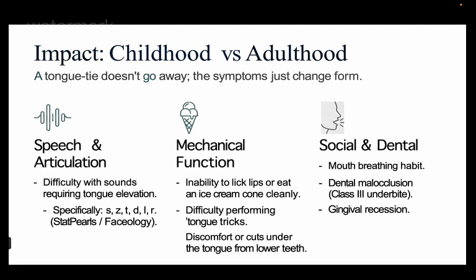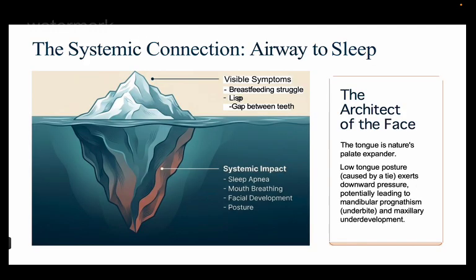The tongue will be in very close approximation to the lower teeth and the ventral surface can get injured. Socially and dentally, a mouth breathing habit can develop. So these are the after effects, but the kids will not understand or will not have a major problem, but it would be continuous. The later effects will be mouth breathing habit, dental malocclusion, class 3 underbite, and gingival recession. These are the things we can see.